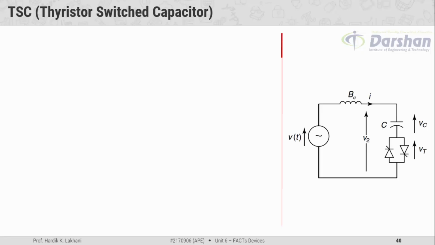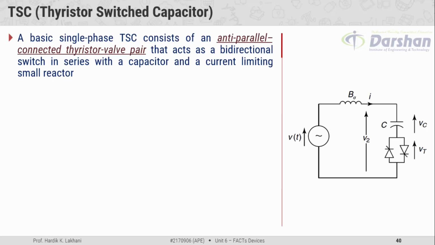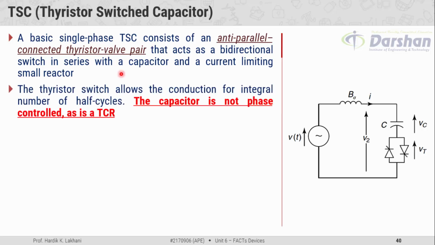So this is the diagram for thyristor switched capacitor. A basic single phase TSC consists of an anti-parallel connected thyristor valve pair, which is this one, that acts as a bidirectional switch in series with the capacitor and a current limiting small reactor. So the combination of these three components gives us TSC, thyristor switched capacitor. The thyristor switch allows the conduction for integral number of half cycles. The capacitor is not phase controlled as in a TCR.